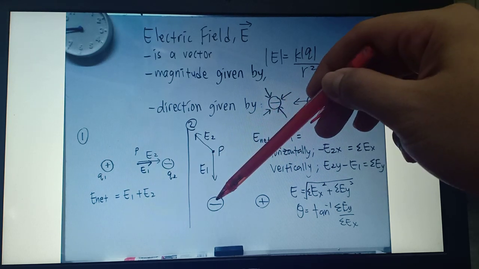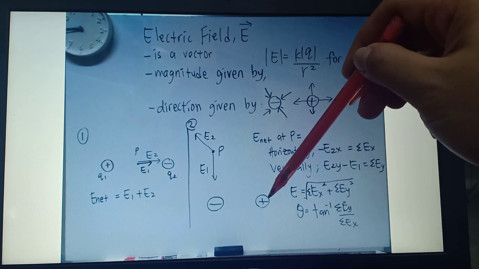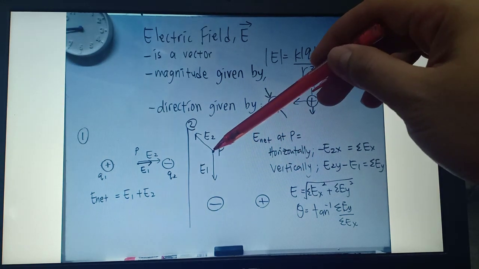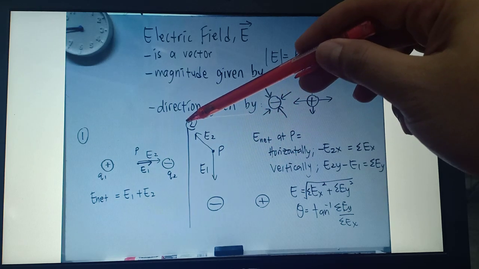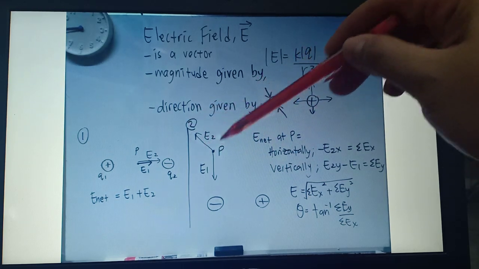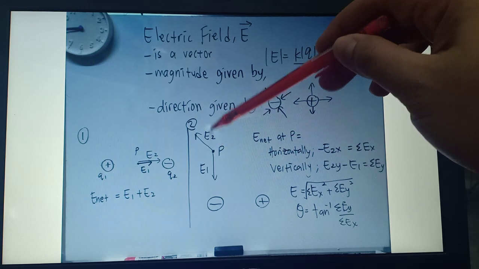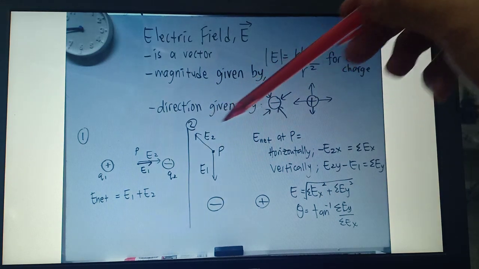So it goes downward. And from charge 2, since charge 2 is positive, it cannot go to the charge because it should be outward. Then from point P, it will go in the opposite direction. So you will see here E2 is not perfectly horizontal, not perfectly vertical, so you need to have E2y and E2x in the different directions like that.